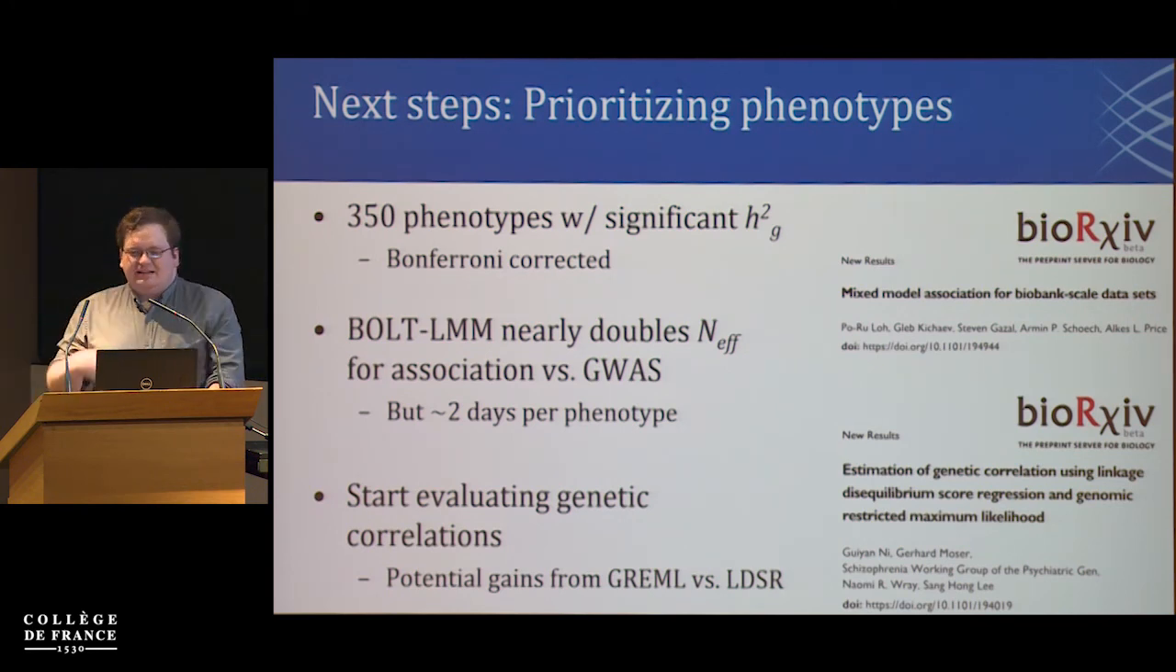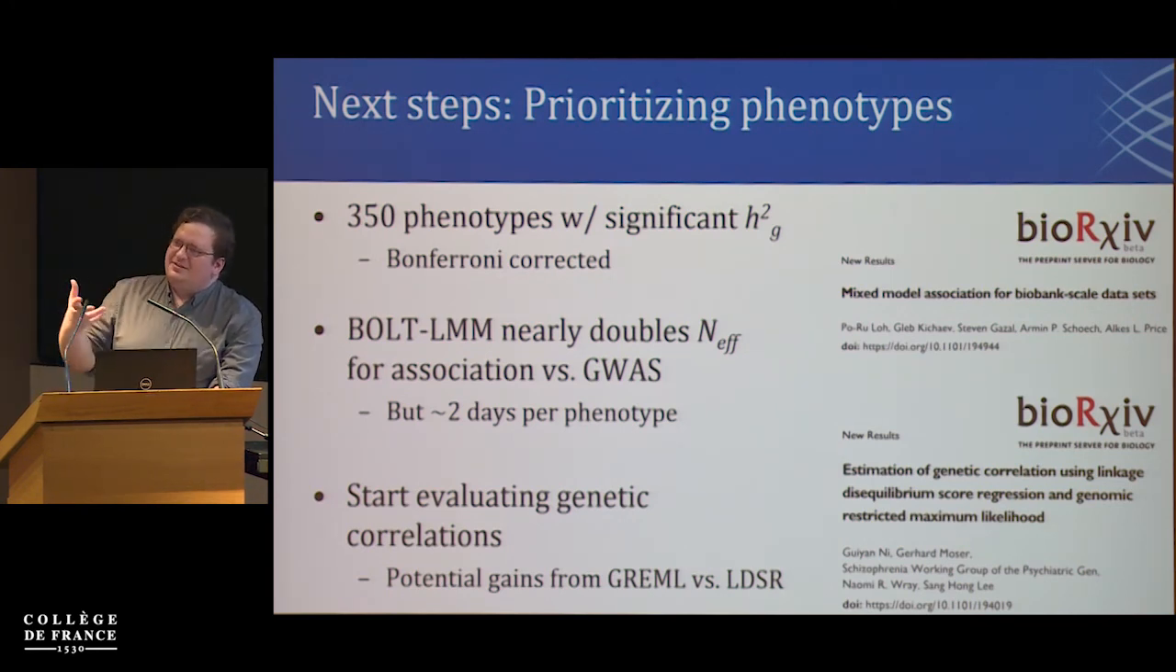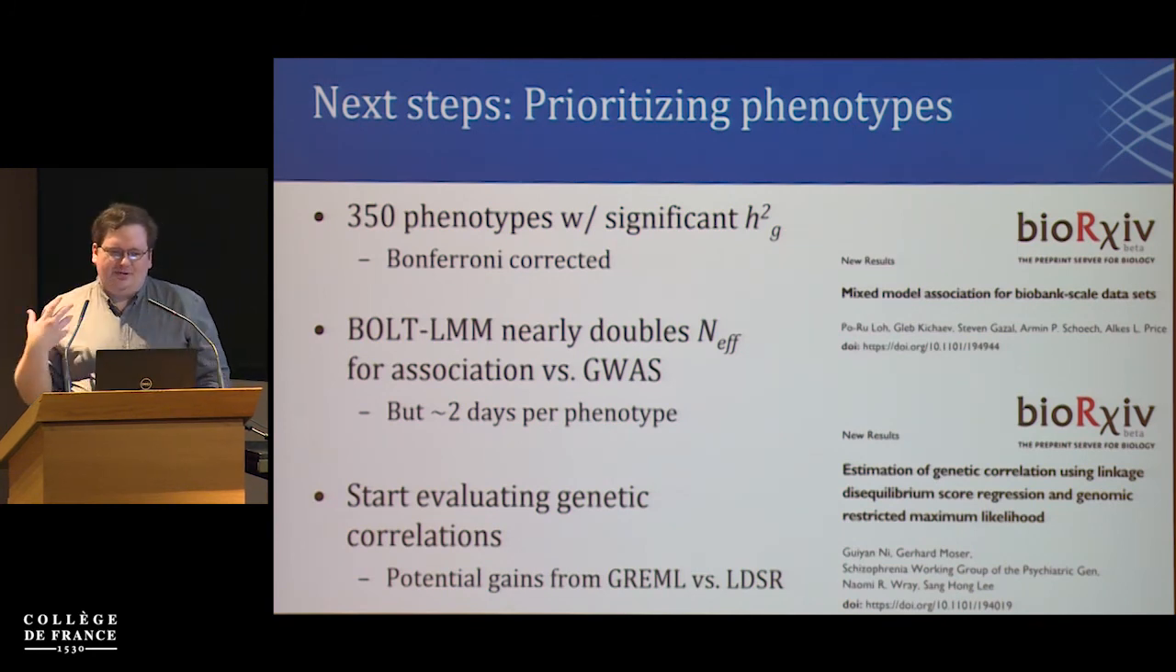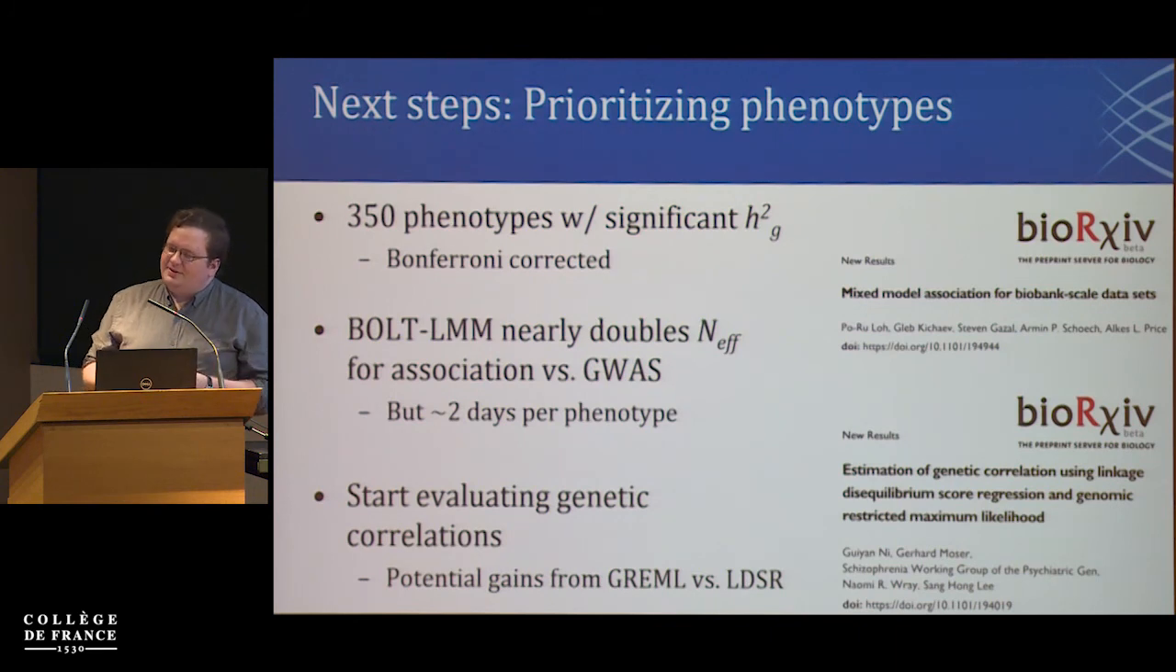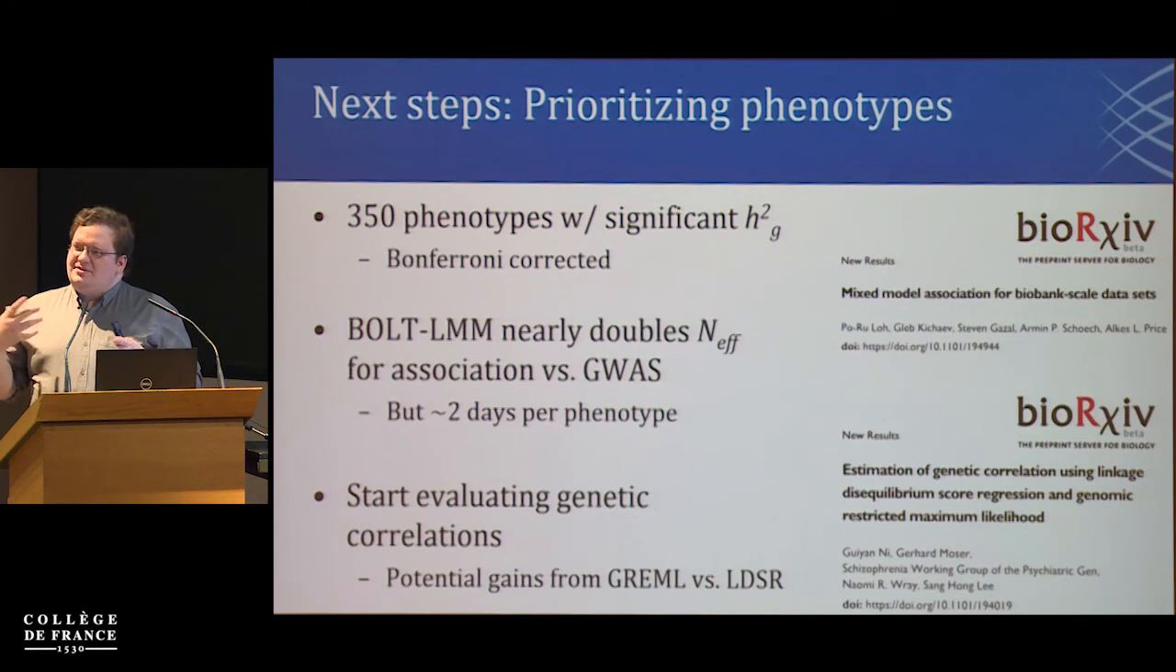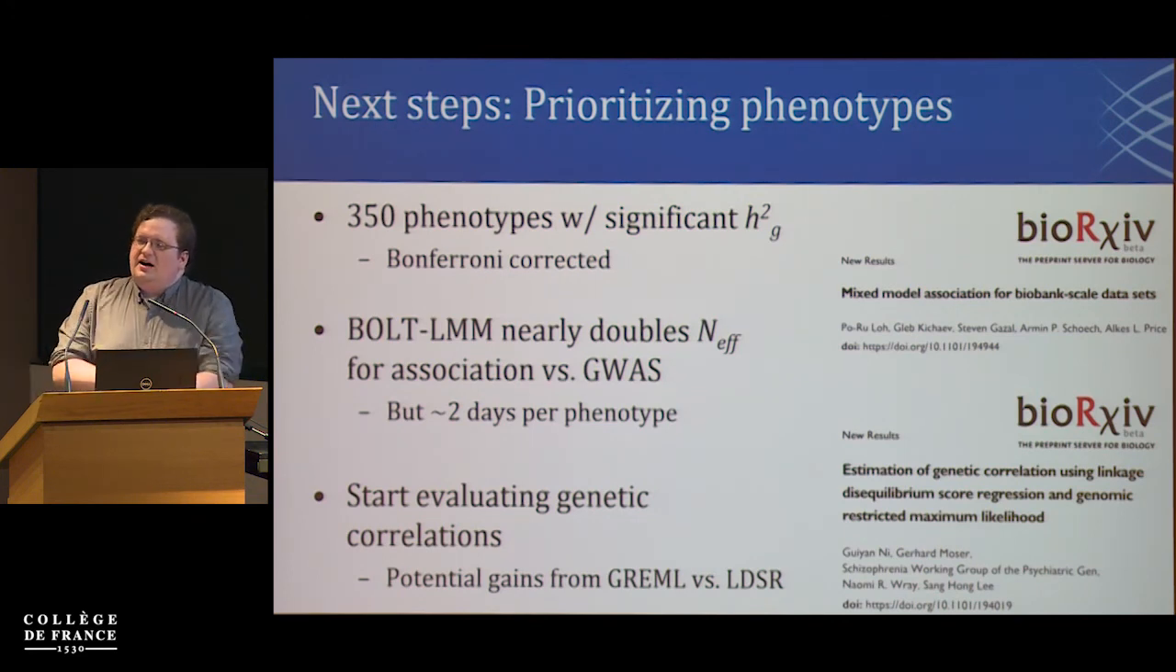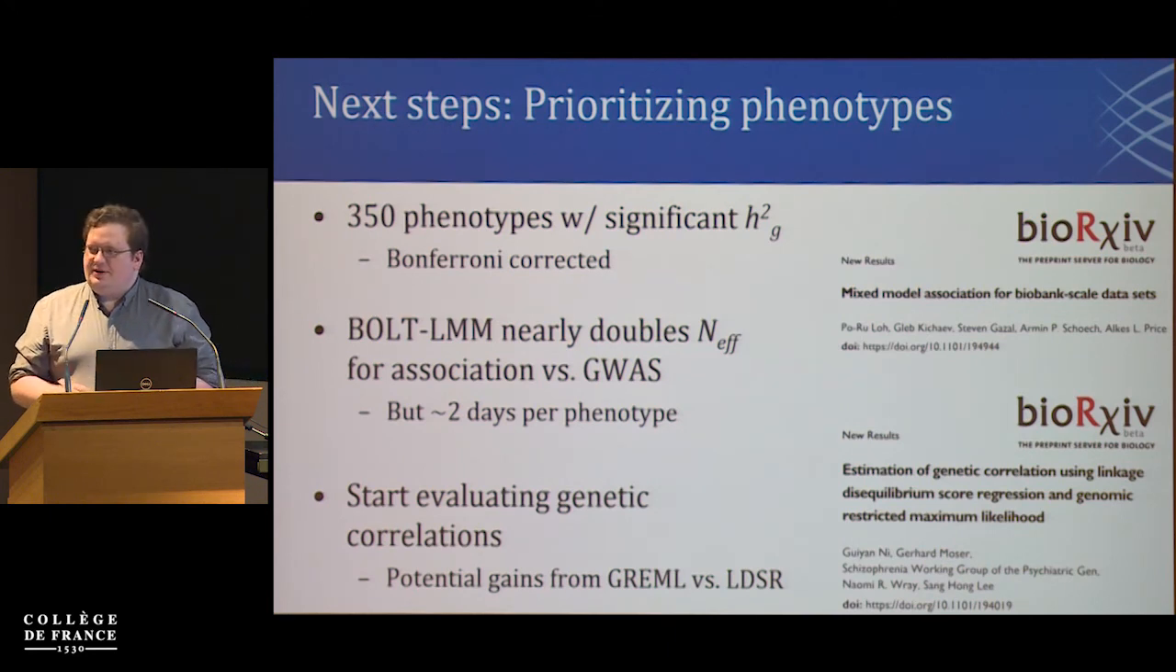And so the next thing we're thinking about, where this leaves us, is that this gives us room to help prioritize phenotypes. In the first round, we had 350 phenotypes with significant heritability after Bonferroni correction. That was a natural set to follow up on. And we'll extend that to closer to the 700 set that we're now working with out of 4,000 phenotypes.